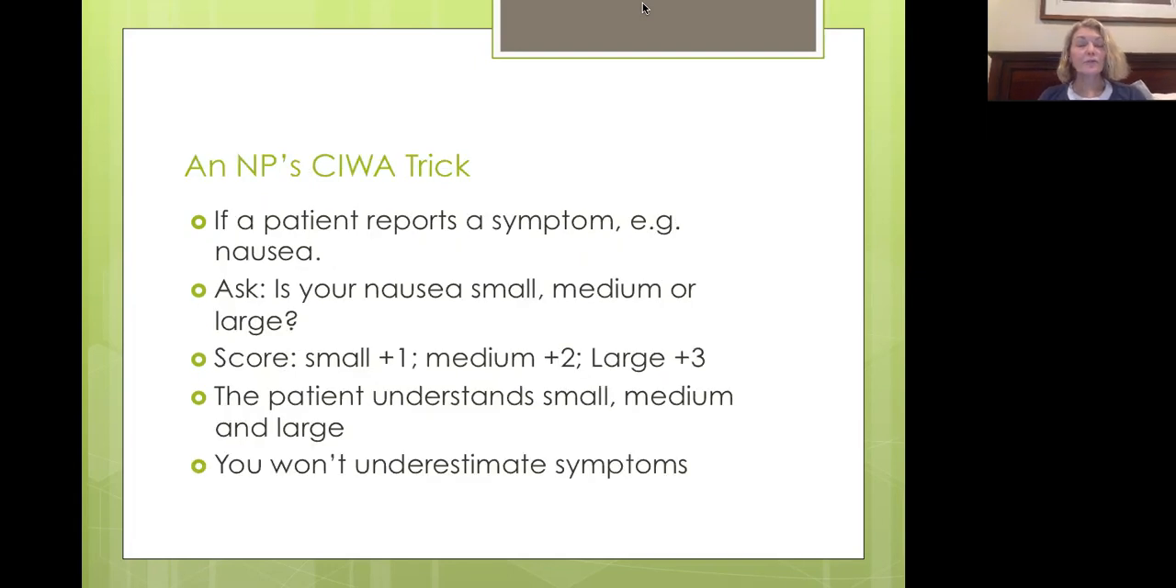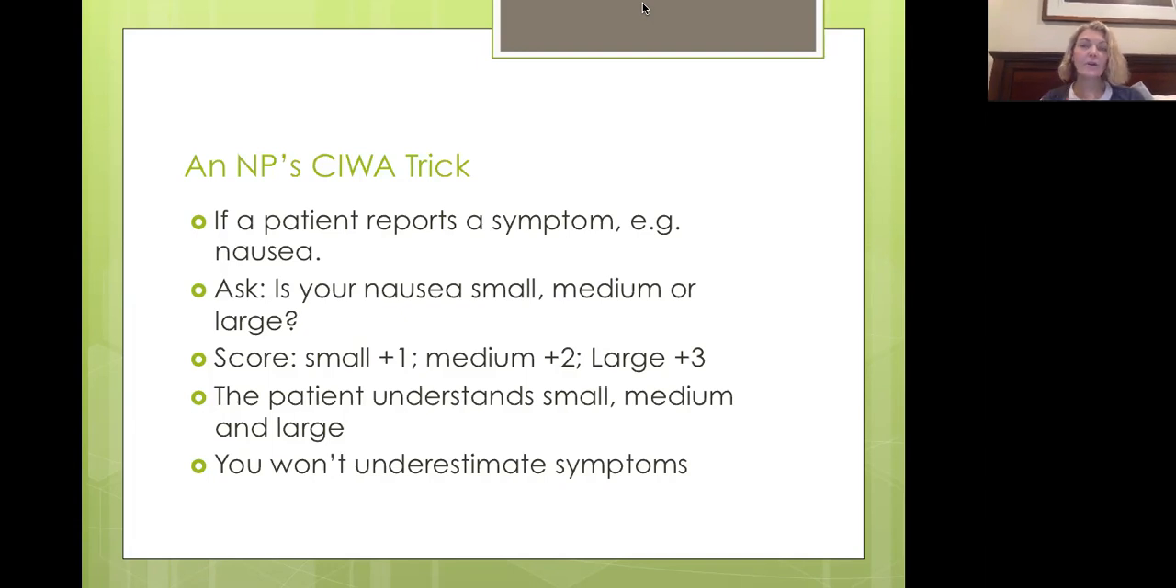Finally, a little trick from your local NP, that's me. I always find that if a patient reports a symptom, so for example, nausea, I ask, is your nausea small, medium, or large? And then I score it. Small is 1, medium is 2, large is 3. This is because the patient understands small, medium, and large, and I don't have to worry about underestimating symptoms.